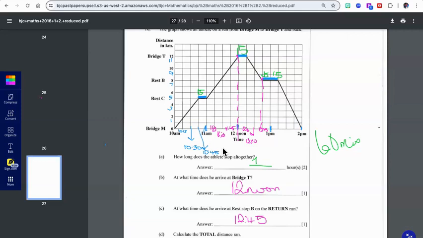Think about it. If you leave from home, you went to school, and you came back home. So this person left Bridge M, went to Bridge T, and then returned back to Bridge M. So what do you think the total distance would be? First of all, the distance is only up to 12 km. So if he went up to 12 km and went back down to 0, what do you think the total distance is?